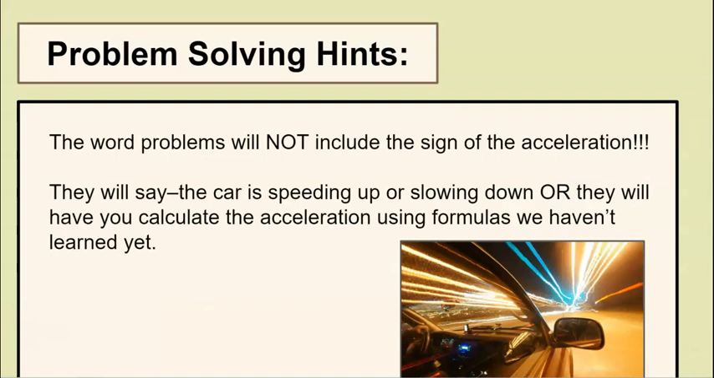All right, the word problems will not include the sign of the acceleration. They will just say the car's headed west at 40 miles an hour and is slowing down, or west at 40 miles an hour and is speeding up. Or that's one of the things you will calculate, like we'll do in the lab activity tomorrow. You'll calculate A, but I want you to be comfortable when you get a positive A, knowing, oh, I have a positive A because I'm speeding up forward, or I have a positive A because I'm slowing down backwards.